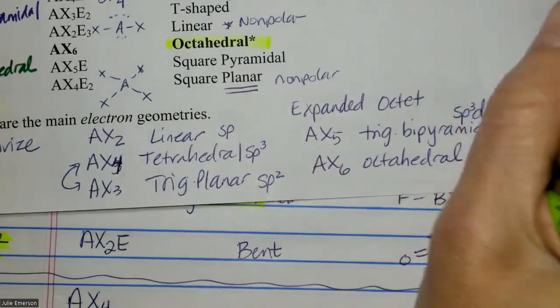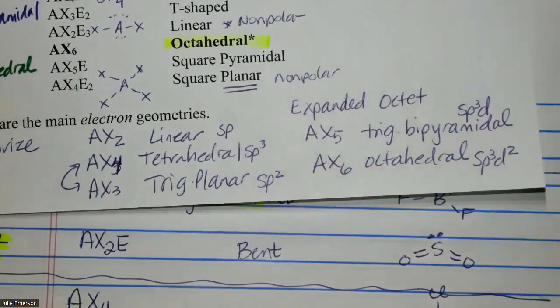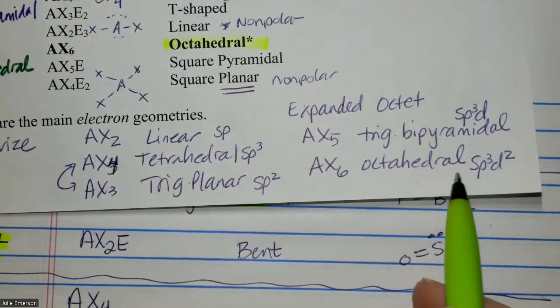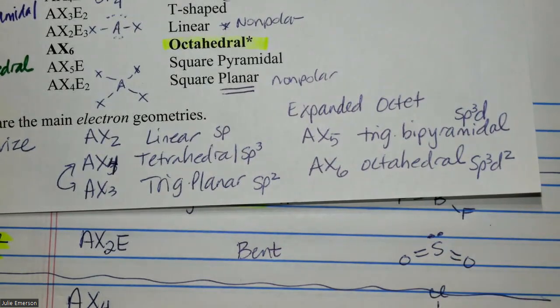Octahedral would be sp3d2. Now there's a total of 6, right? 1 plus 3 plus 2 is 6.